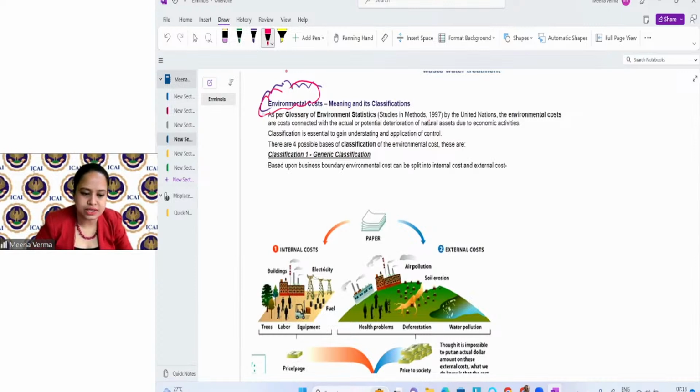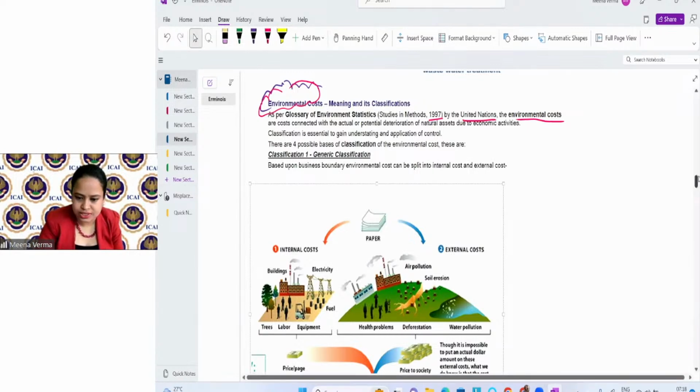So this was a study in 1997 by the United Nations about the environmental cost, and they have classified all the cost as an environmental cost, internal cost, and external cost.